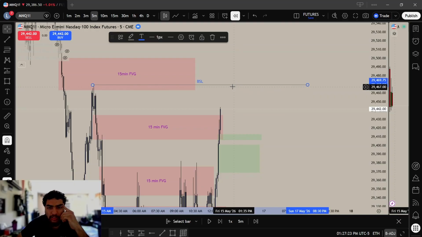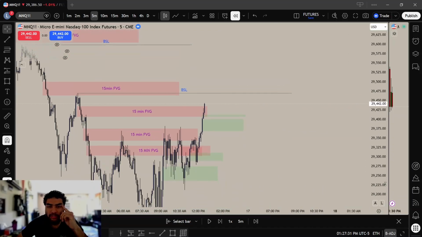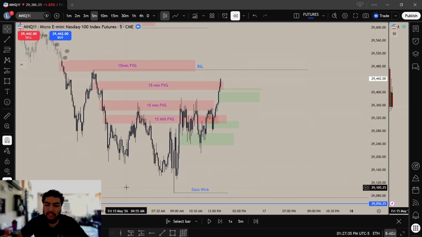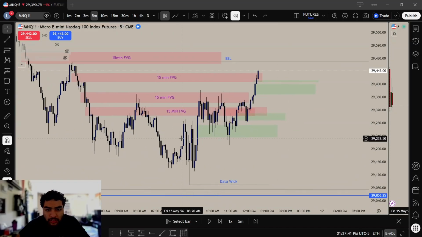I just want to see what time it is at this point. So it's 12:30. I honestly probably wouldn't have taken a trade today. That's at 12:30, so you really only have like an hour left. I probably would not have taken a trade today just because we didn't really get anything I would want. We got so much chop right here.